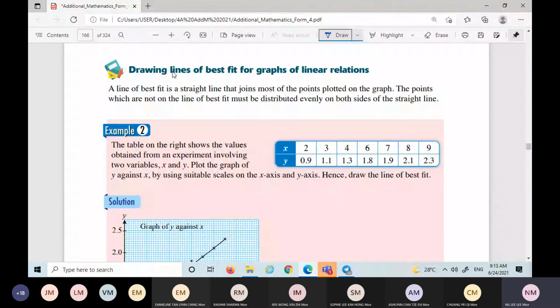What is the line of best fit now? Today's title. A line of best fit is a straight line that joins most of the points plotted on the graph. So this is the key: you have to join most of the points. The second key is in the second sentence: the points which are not on the line of best fit must be distributed evenly on both sides of the straight line. So there are two keywords here. You can write this down as notes.